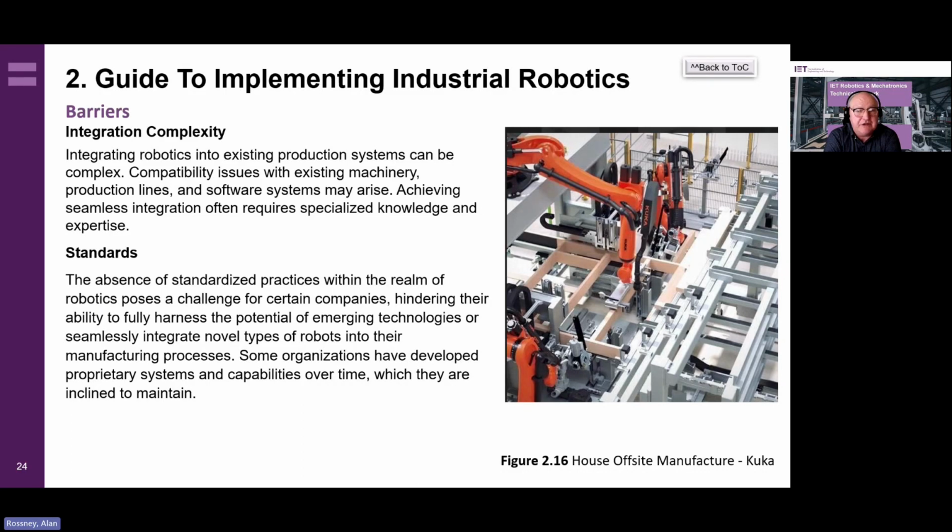Some organizations have developed proprietary systems and capabilities over time, which they're inclined to maintain. So many clients would say they want to see the best available technology being implemented in their factory that they're going to be using for the next 20 years. But really, when it boils down to it, they would prefer to see the best proven technology, and sometimes the best proven technology within their own suite of manufacturing facilities.